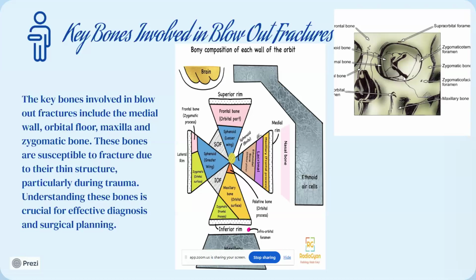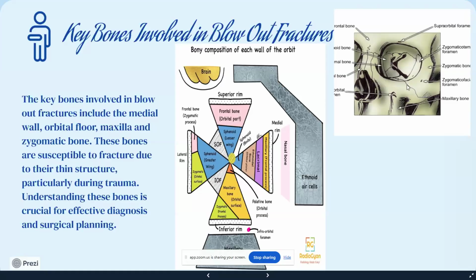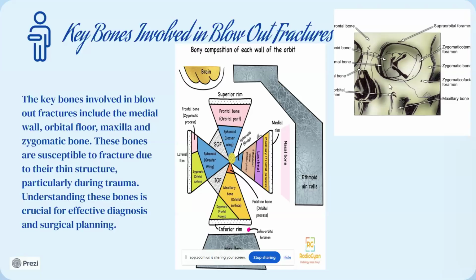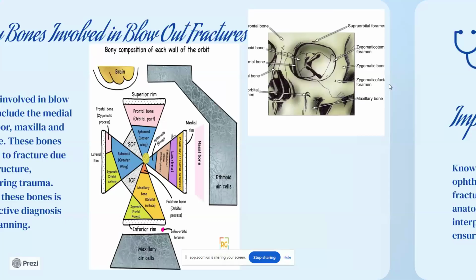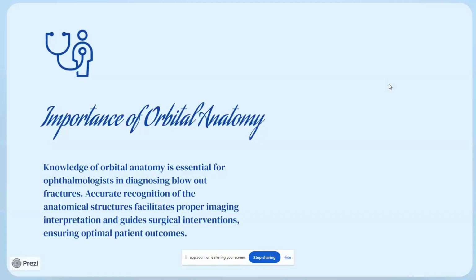The key bones involved in the blowout fracture are the medial wall, the inferior wall, and the maxilla. These bones are susceptible to fracture due to their thin nature. Understanding these bones is very important for your diagnosis, and knowledge of orbital anatomy is also essential so that you can see and interpret imaging properly. Blowout fracture is essentially traumatic in nature.